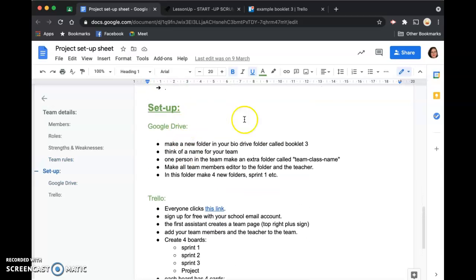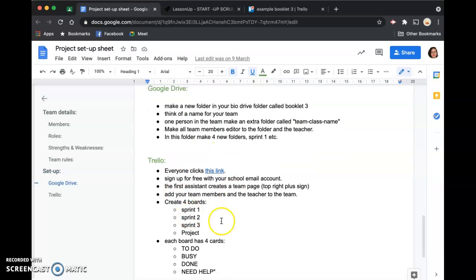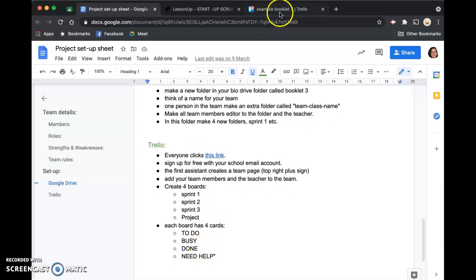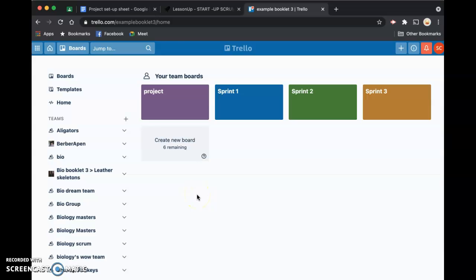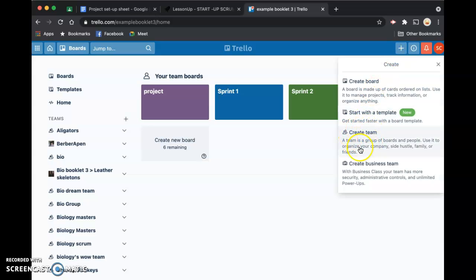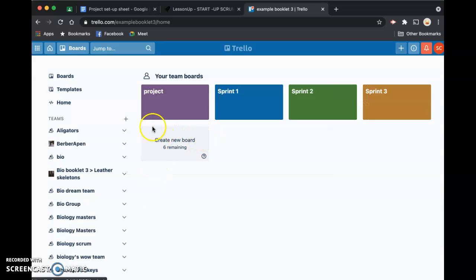You're also going to have to put together a drive folder. The assistant or the secretary does this, and you're going to have to work in Trello. Now, all of this here is explained, but I've also already made an example. You go to Trello.com and you log in with your school Gmail. Then you click this plus and you create a team. Now, I've created a team called Example, which I'm in now. And then for sprint 1, I've created what is called a board, which is here, create a new board.